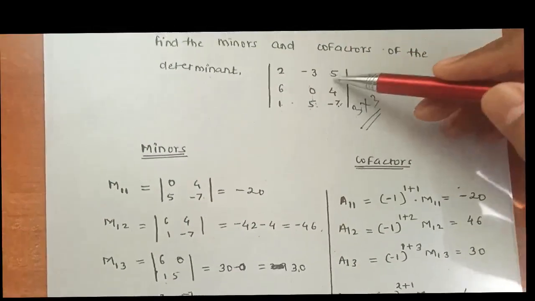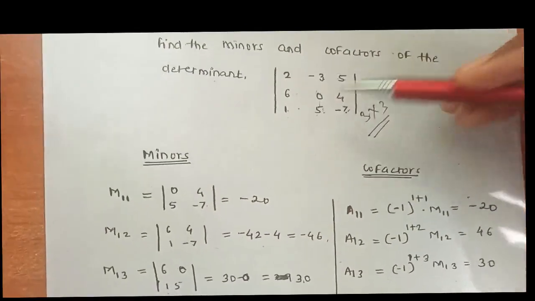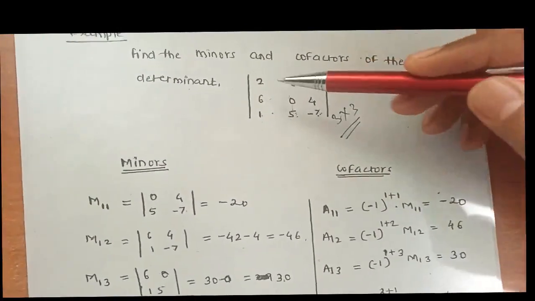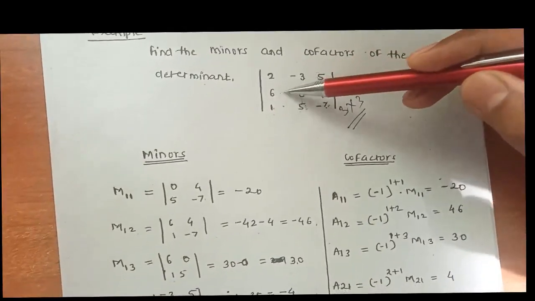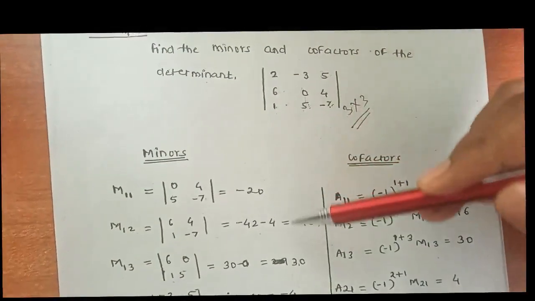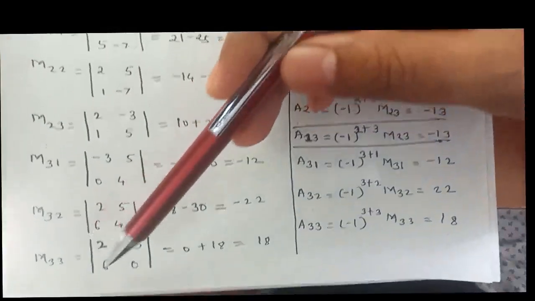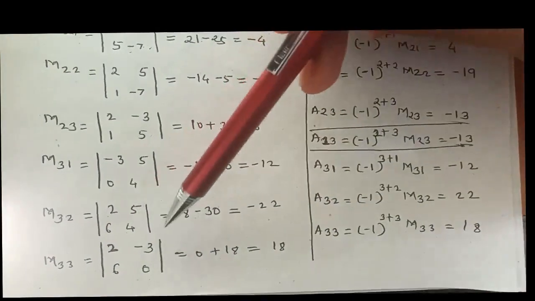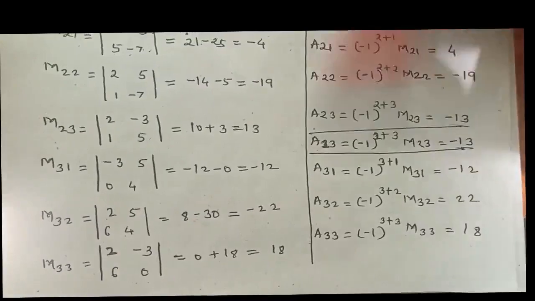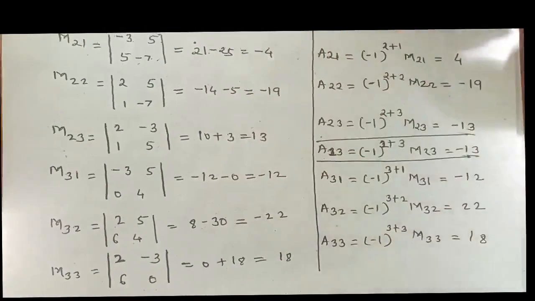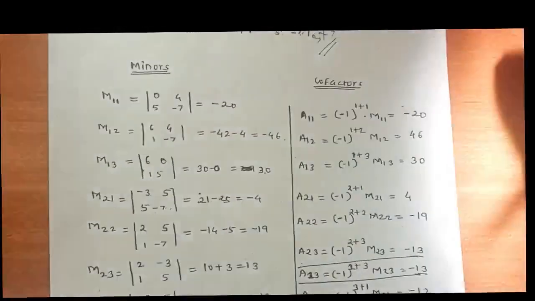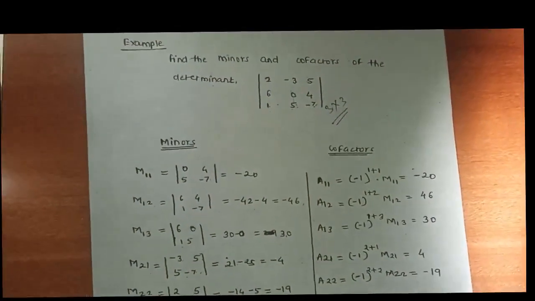So as usual, this column element and this row element we have to leave, and the remaining elements 2, minus 3, 6 and 0 we write down in determinant form. So here is the element M33, that's nothing but 2, minus 3, 6 and 0. If we solve this one, I am getting 18. So in this way we can find the minor of the element. So minors are okay now.